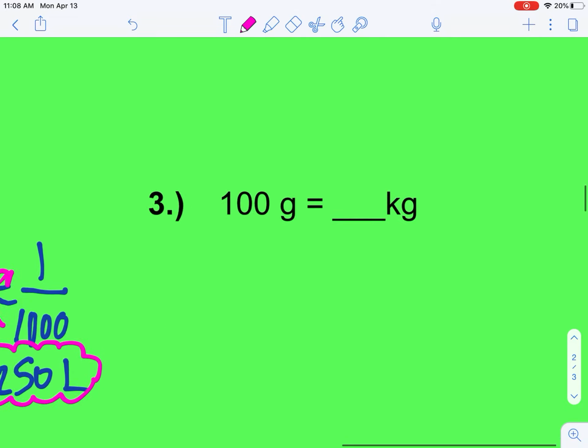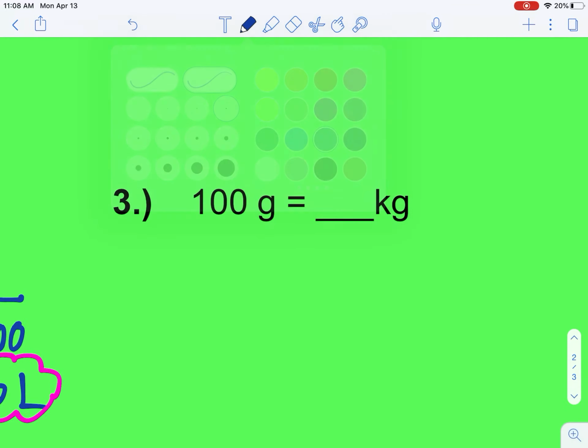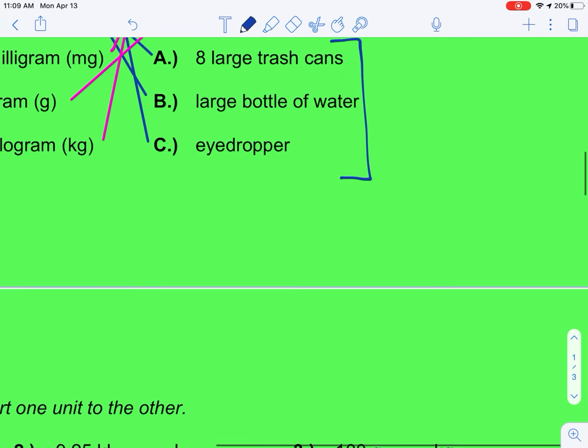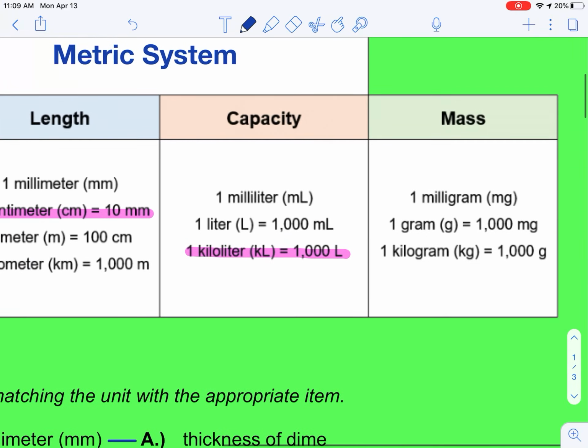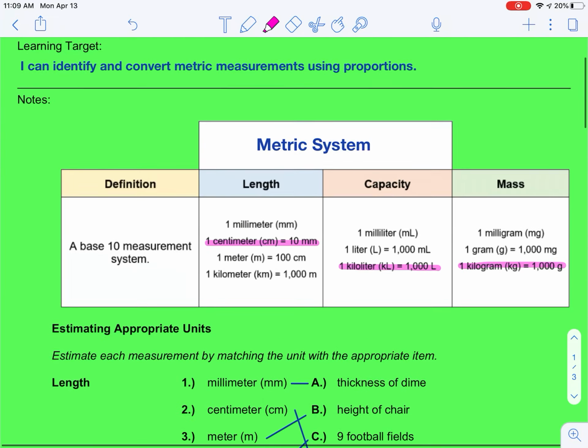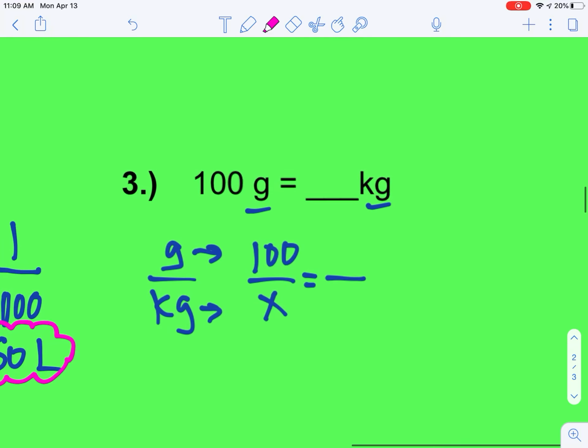All right, number 3. I have 100 grams, so I'm comparing grams and kilograms. So my grams are going to stay on the top, and that's going to be 100. And I don't know how many kilograms that is. So I need to go up to the top, and I need to find a conversion rate for grams and kilograms. Here it is right here. 1 kilogram is 1,000 grams. So 1,000 is going to go on the top, and 1 is going to go on the bottom.